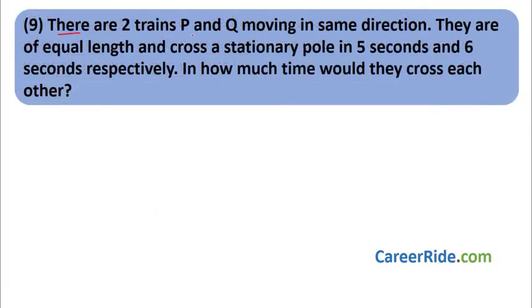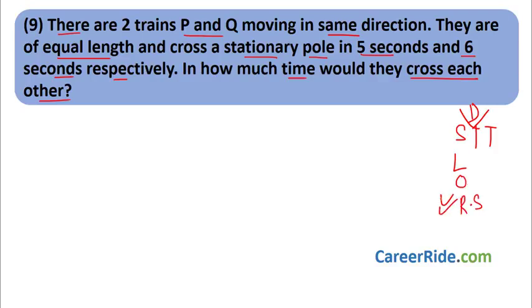There are two trains P and Q moving in same direction. They are of equal length and cross a stationary pole in 5 seconds and 6 seconds respectively. In how much time would they cross each other? Okay, again this is a very easy sum. We know it is a speed distance time sum, right? And since it is a train problem, what we must consider? Length of train, then length of the pole must be 0, and we must consider relative speed.